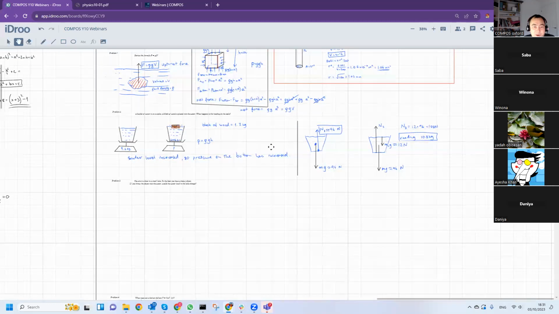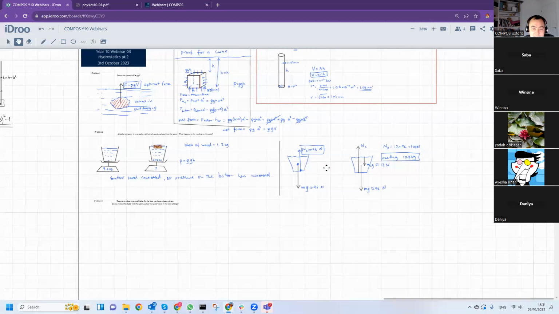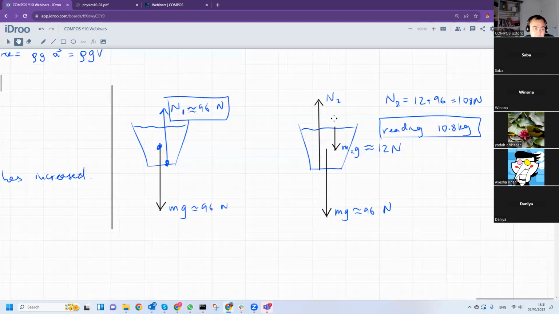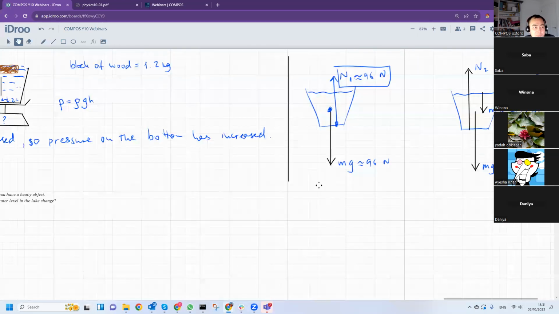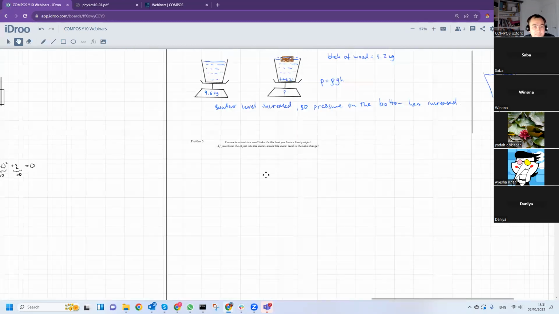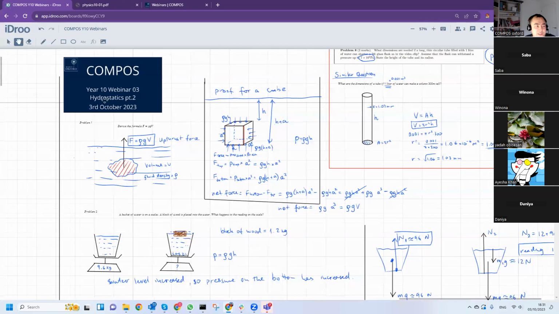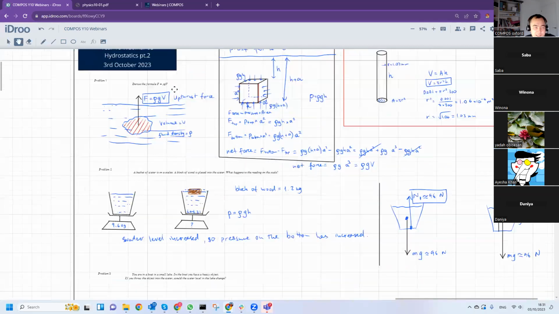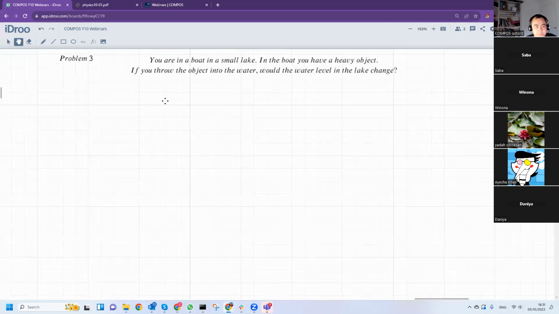Okay, so yeah, and you can see that N2, the normal reaction force here, is 108, so it's going to be more. Okay, I need to start calling them year 10, 11, but yeah.